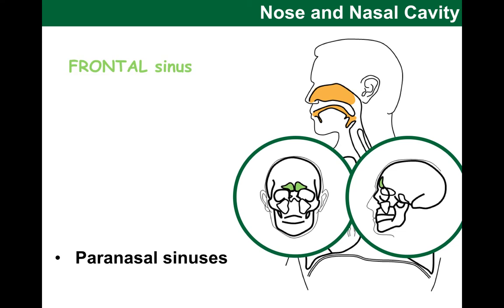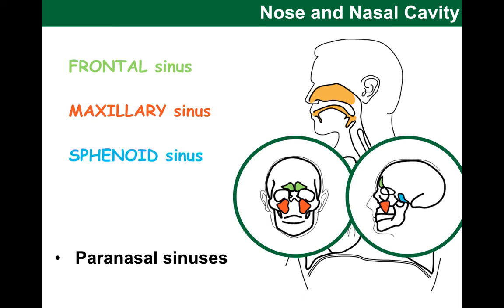So the first one that we will have a look at is the frontal sinus. These are located on both sides within the frontal bones of the skull. Then we have our maxillary sinus within the maxillary bones, again on both sides.